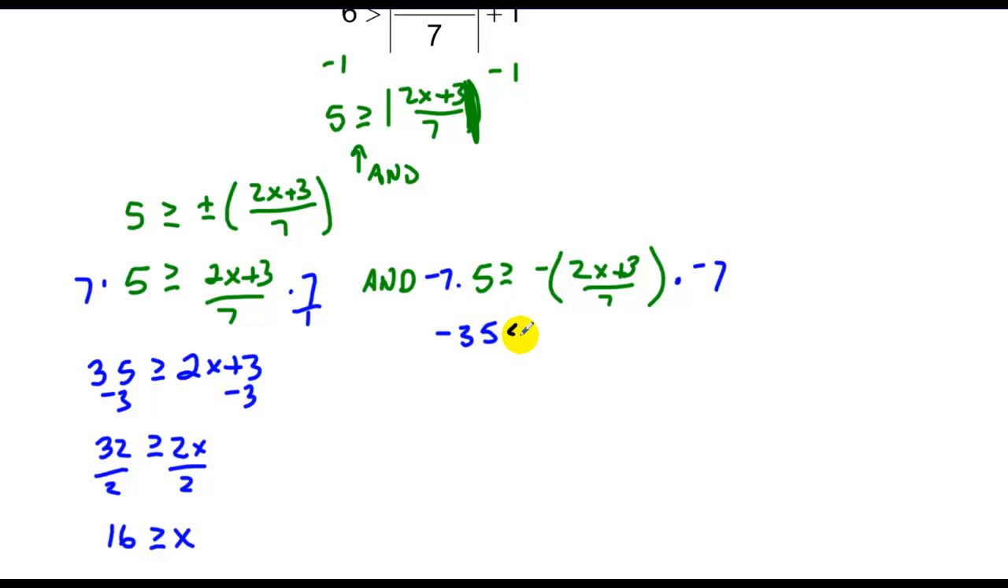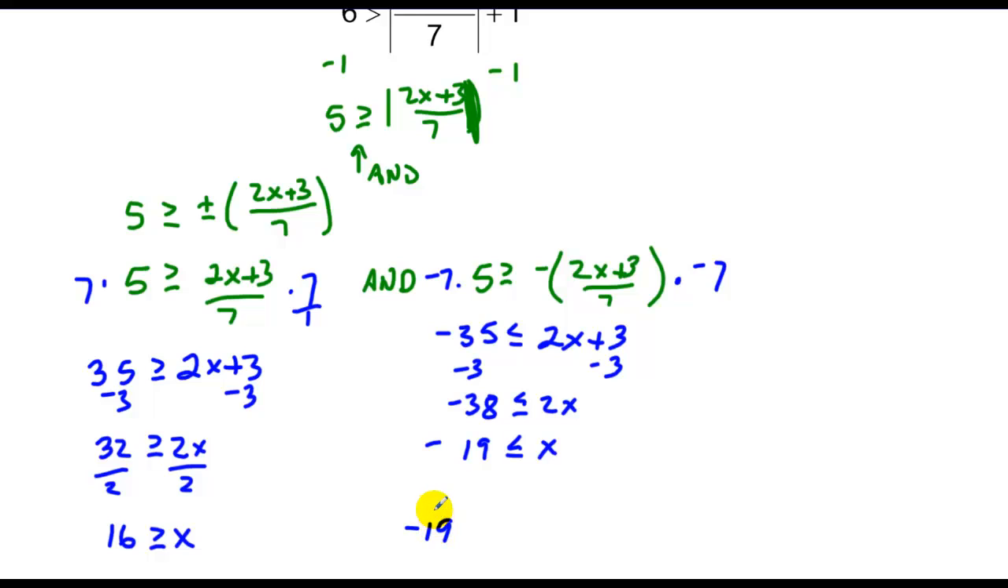Because I'm multiplying by a negative, I flip the inequality, and I have 2x plus 3 again. Subtract 3, negative 38, 2x, divide by 2, negative 19. If I want to graph this, I have my negative 19 included, closed circle, going to the right, and I have a 16 included going to the left. Where do they overlap? In between the two. Since they're both included, if I was doing interval notation, start at my small number, which is a negative 19, go to my big number, which is a 16, both included, therefore brackets on both.